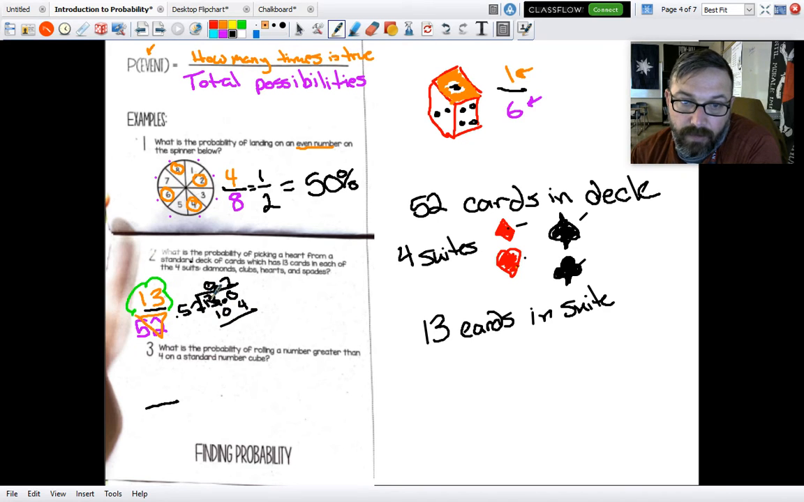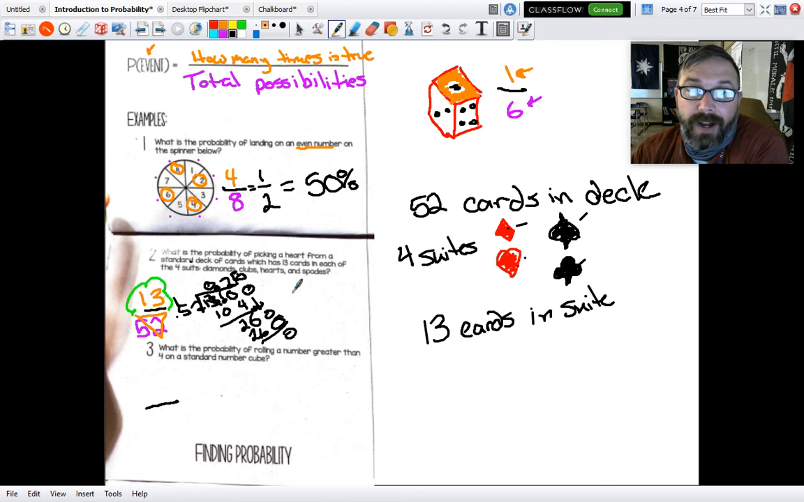Subtract. Beg, borrow, and steal. 6 and 2. Need another 0. Bring it down. 260. Let's go with 5. 5 times 2 is 10. Carry the 1. 5 times 5 is 25. Plus that 1 is 26. Boom. So 0.25. Now remember, I've got to multiply by 100 again. So that's moving that decimal point over. 25%.